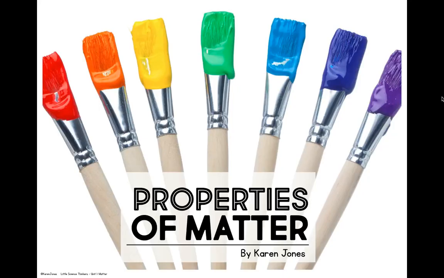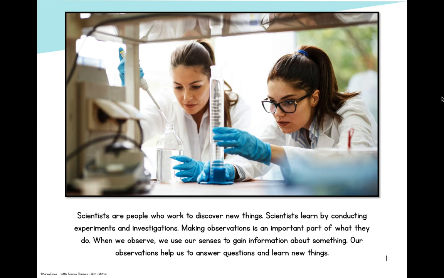All right, Properties of Matter by Karen Jones. Scientists are people who work to discover new things. Scientists learn by conducting experiments and investigations. Making observations is an important part of what they do. When we observe, we use our senses to gain information about something. Our observations help us to answer questions and learn new things.